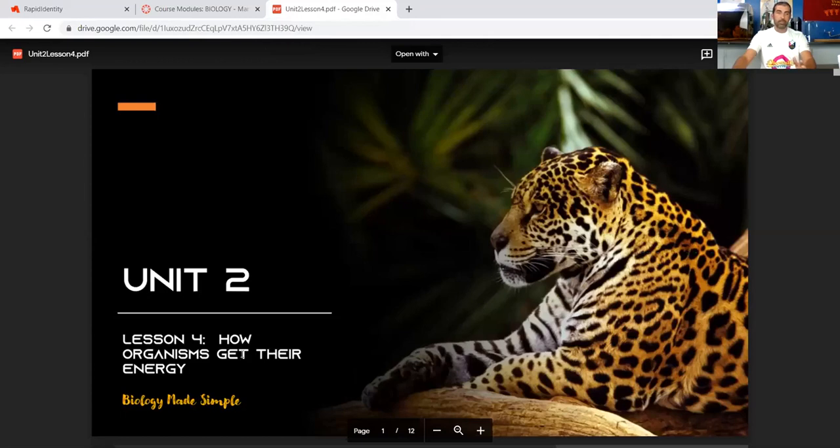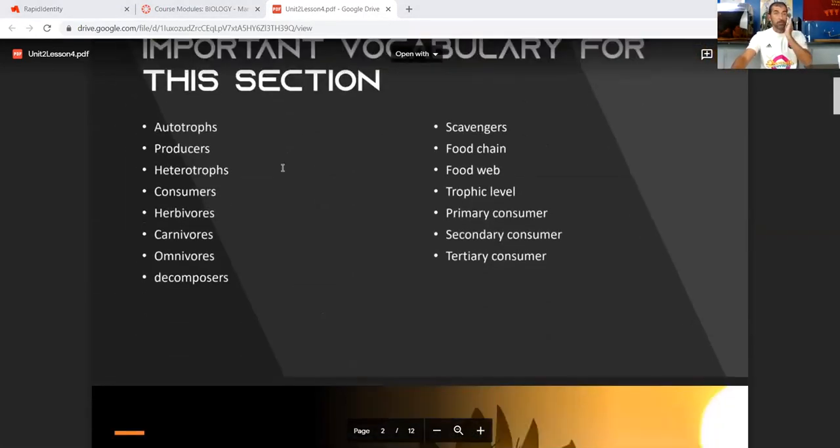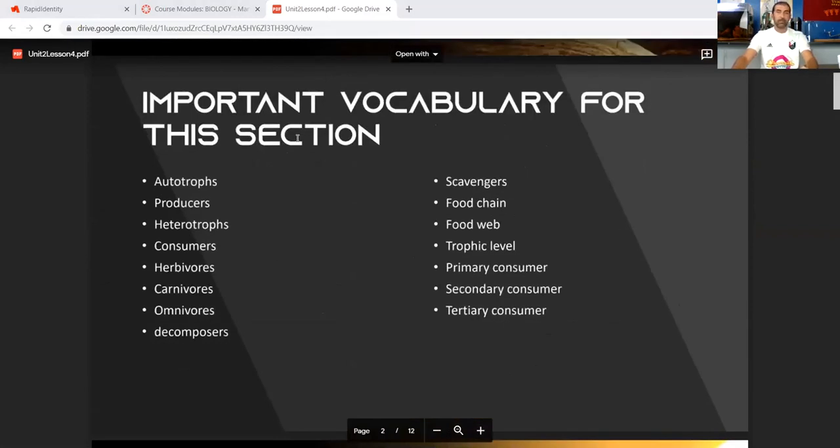How organisms get their energy. Yesterday we talked about this stuff, or actually we talked about the first little section. We talked about autotrophs and producers being the same thing, right? Autotrophs and producers are the same thing.